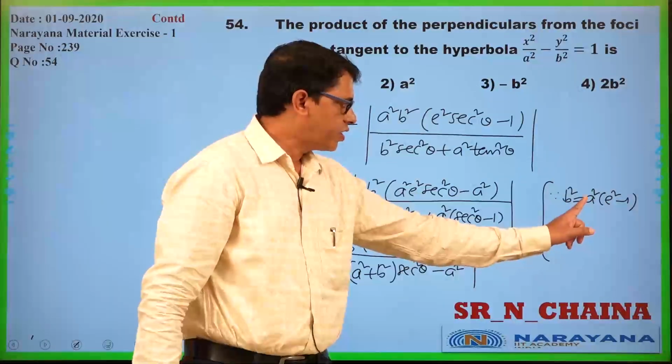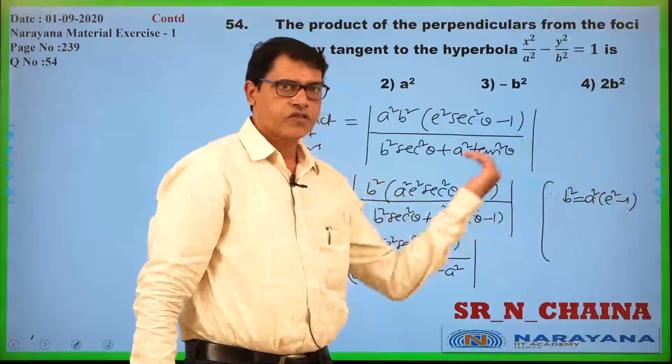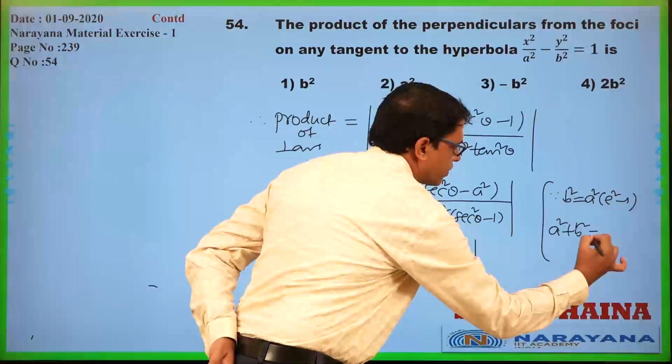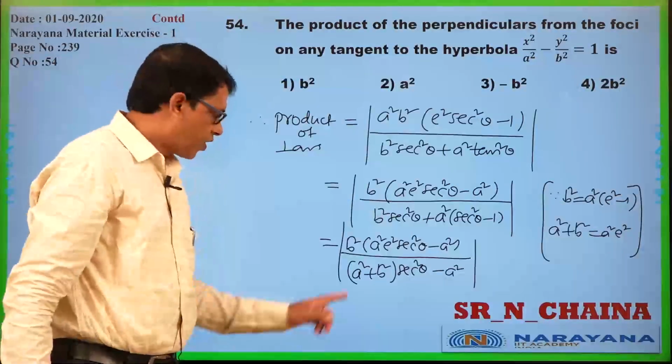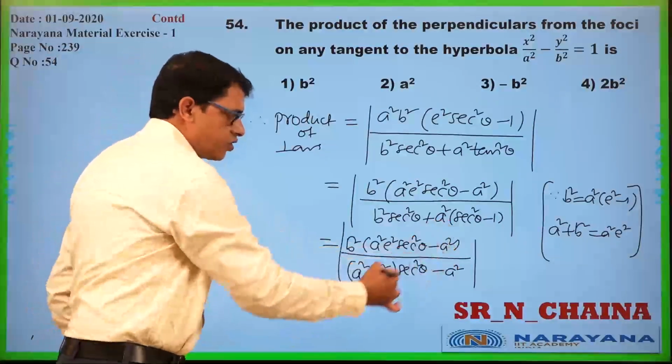From this one what do we get? b square is equal to a square e square minus a square. Bring a square to the left side. That implies a square plus b square is equal to a square e square. Apply here. So it is nothing but a square e square. Means these two get cancelled.